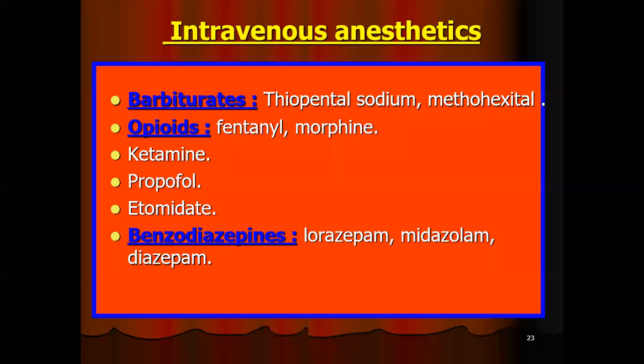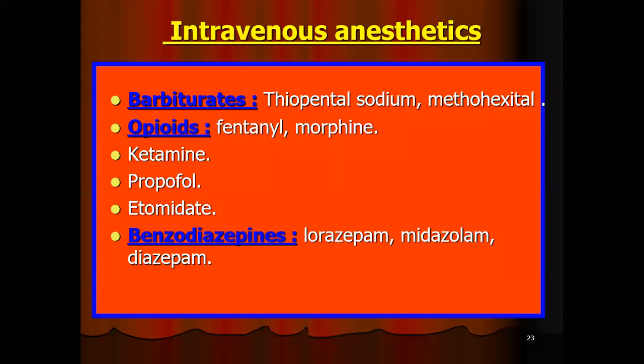Opioids are used as central analgesics, but fentanyl and morphine are two opioids which are also used as intravenous anesthetic agents. Then the ketamine. Ketamine belongs to the general anesthetics known as dissociative anesthesia. It means the patient is dissociated from the surroundings but still awake.